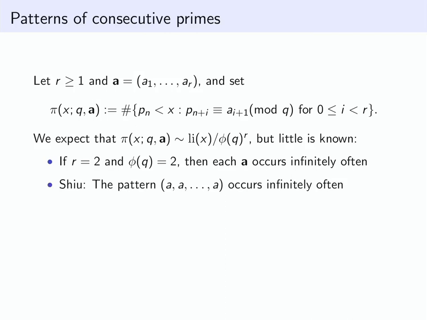Shiu's proof actually gives a quantitative lower bound of the form x to the 1 minus epsilon. But that result has now been superseded by work of James Maynard, who proved that these primes actually occupy a positive proportion of all primes. So you have a positive probability of finding 100 primes in a row that are 1 mod 17. But that's it. That's all that we know.